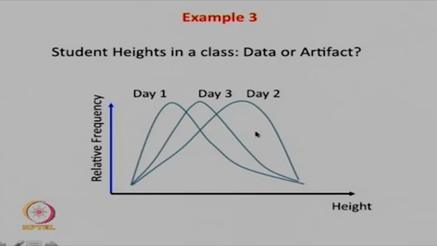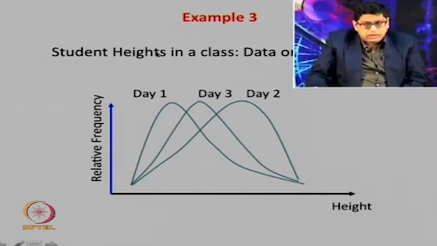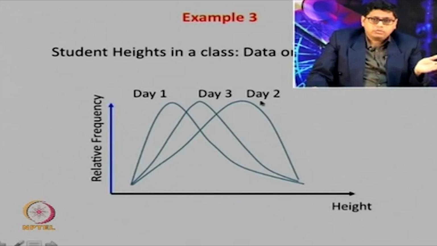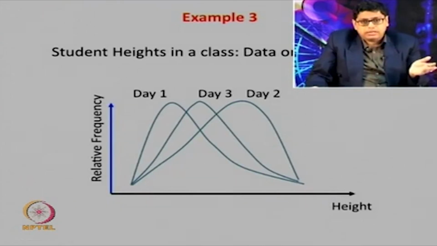So, what are the qualitative aspects of these curves which are different? What I can clearly see is, if I look at the maximum peak height, for which you have the maximum number of observations, it is at this value to the left on day 1, to the right on day 2, and to the middle on day 3.